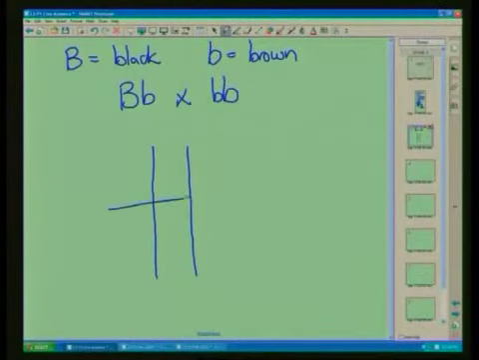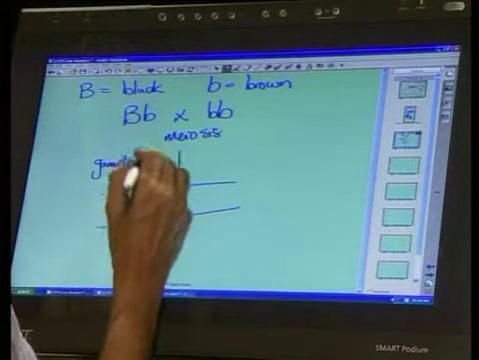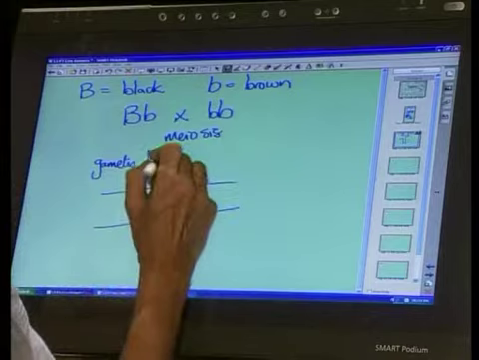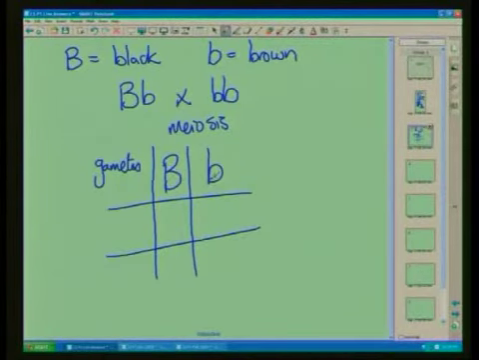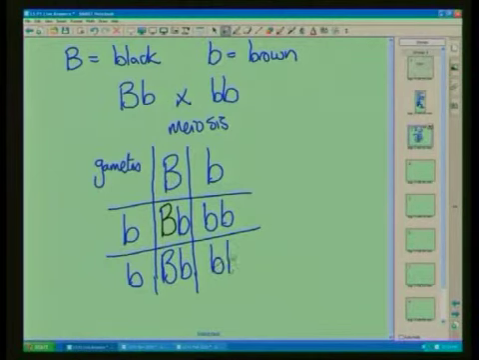Now we draw the Punnett square, and we say we have our gametes, and the gametes are going to segregate during meiosis. Remember, we have independent assortment and random selection, our heterozygous parent with our homozygous recessive parent. Our offspring look like this: capital B, small b, and small b, small b.